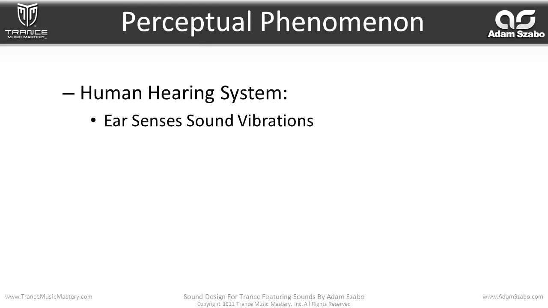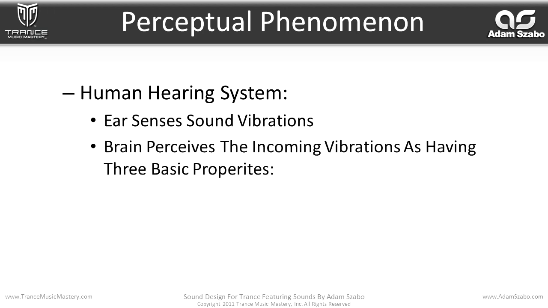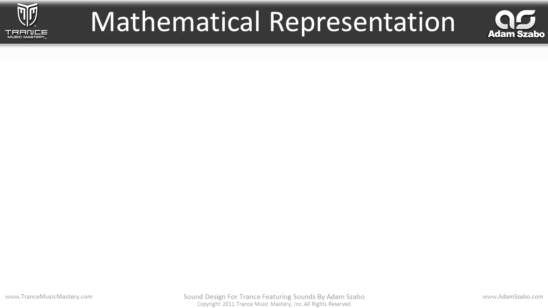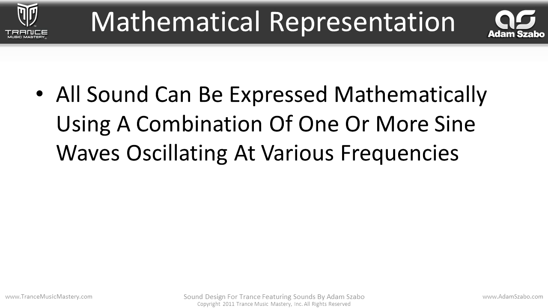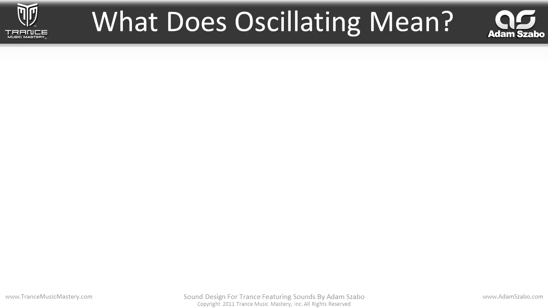The ear senses sound vibrations, and the brain perceives the incoming vibrations as having three basic properties: loudness, pitch, and a concept called timbre. All sound can be expressed mathematically using a combination of one or more sine waves oscillating at various frequencies. So you might be wondering, what does oscillating mean?